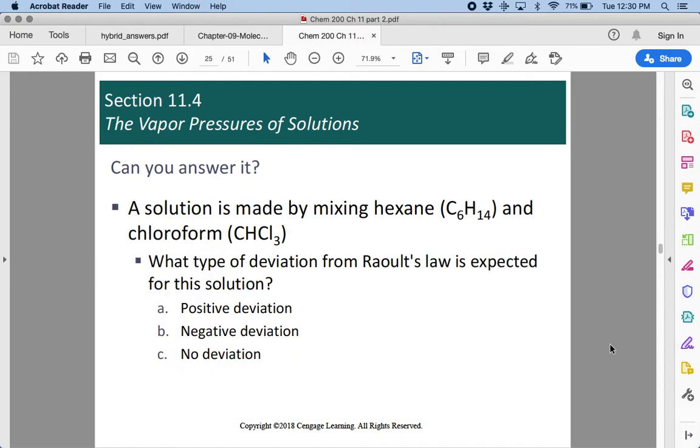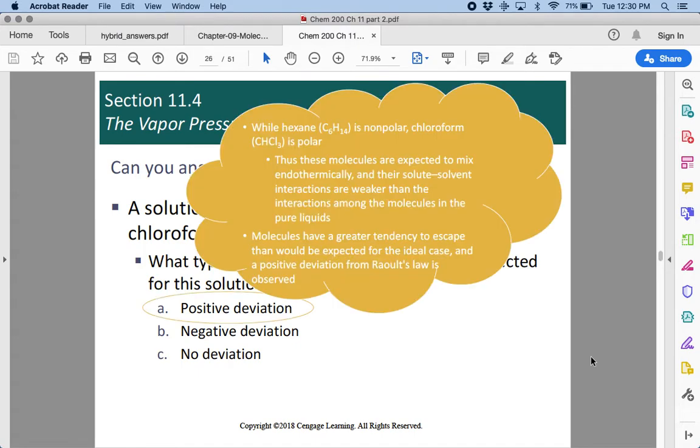So a solution is made by mixing hexane and chloroform. What type of deviations would we expect? We would expect a positive one.